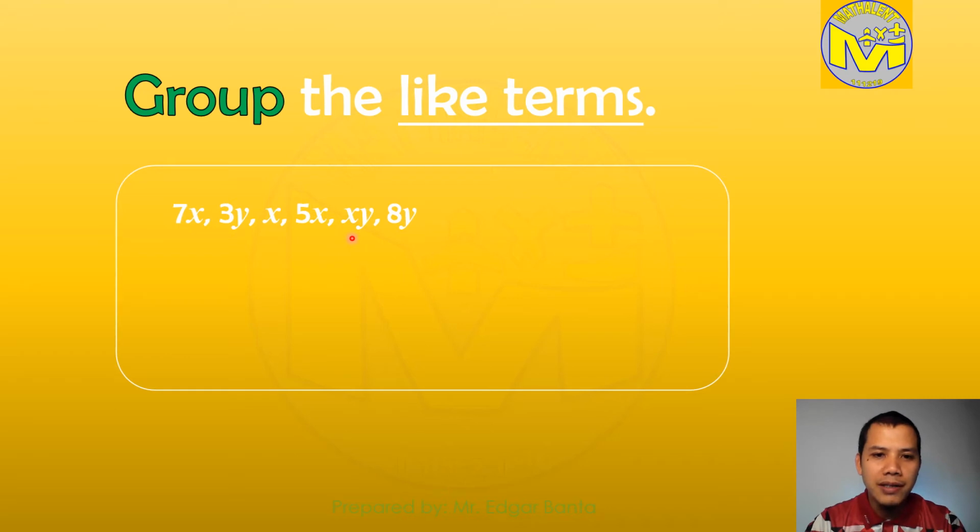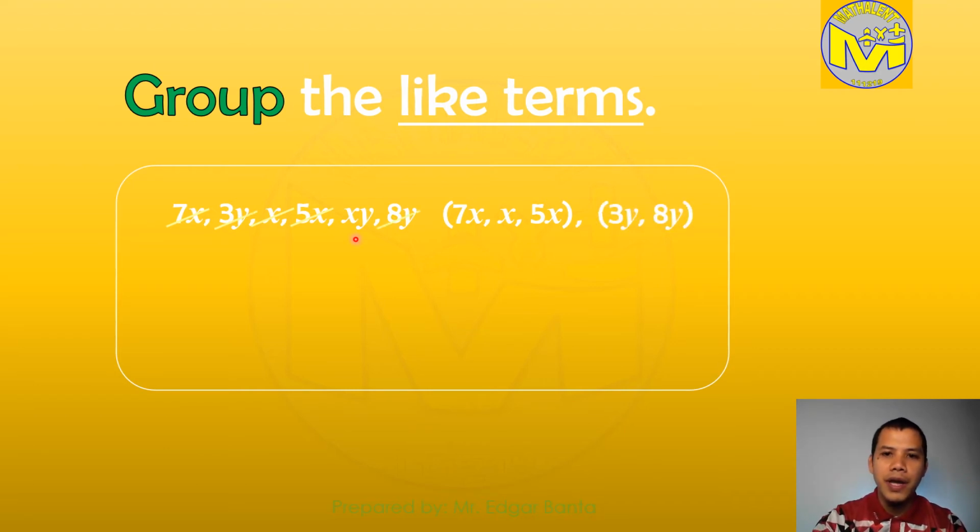How about XY? XY is alone, so one cannot be a group. We can only group terms that are more than one. So look at that. We have 7x, x, 5x, and 3y and 8y. We have only 2 groups. The xy is just one, so we cannot call it a group. In a group, there must be at least two members or elements.